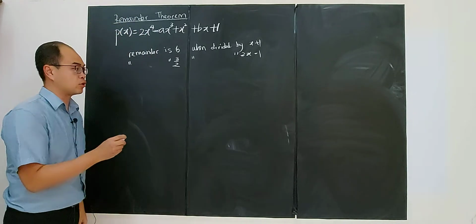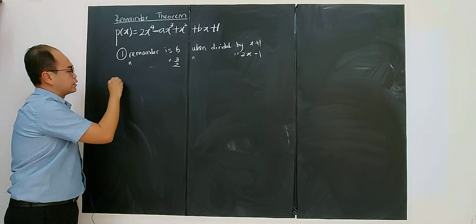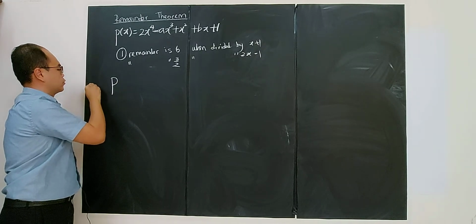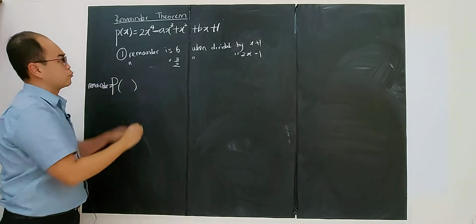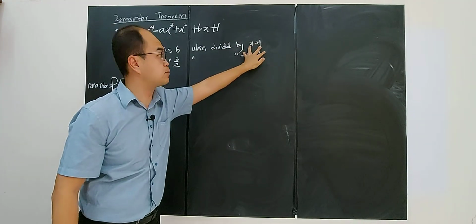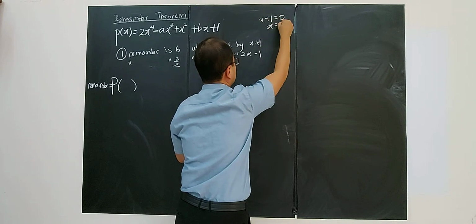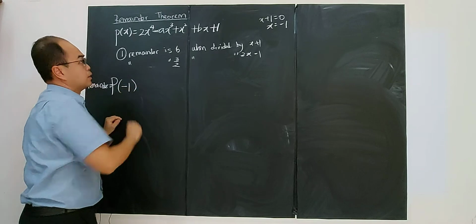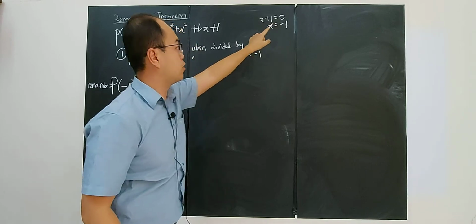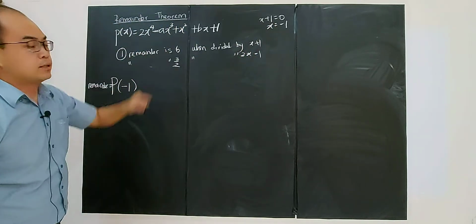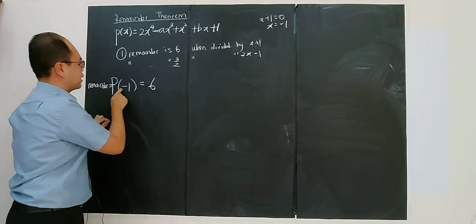So I apply the remainder theorem to the first statement. What is the remainder? When divided by x plus 1, you equate x plus 1 to 0, and you have x equals negative 1. The negative 1 you put into p, because to get the remainder when divided by this, you take the divisor equal to 0 and put the value of x into p. Your remainder will be 6 when divided by x plus 1.